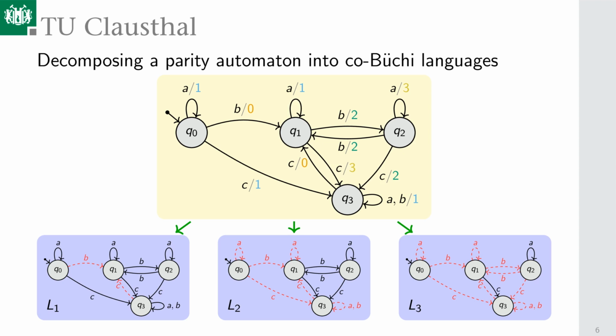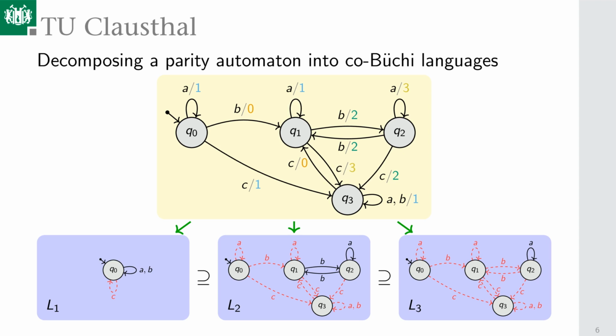The co-Büchi automata together still represent the original language, if we define that they together accept a word if and only if the greatest index i such that Li accepts the word is even. So we decomposed an omega regular language into multiple co-Büchi languages. By the construction of these automata, the words accepted by L1 are a superset of the words accepted by L2. And the words accepted by L2 are a superset of the words accepted by L3. So we have a falling chain of languages.